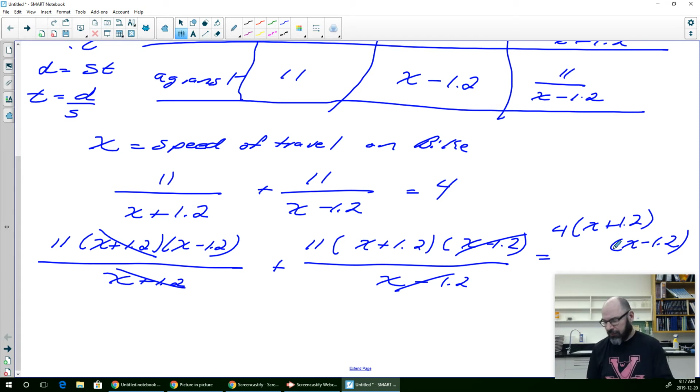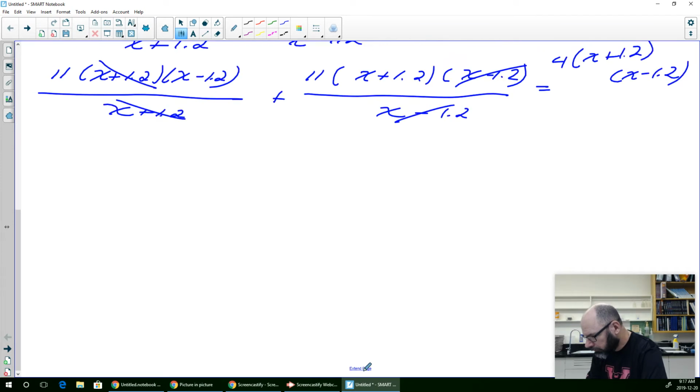So we're going to take our calculator out. You can find it here. And we're going to crunch those numbers together to get our solution. Okay, so working this one out, 11x minus 11 times 1.2, we'll do that.